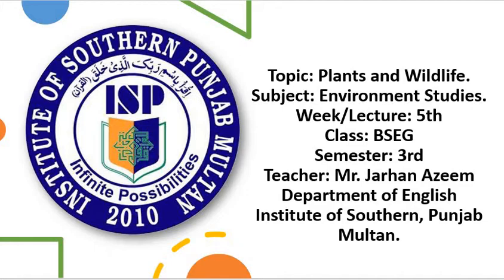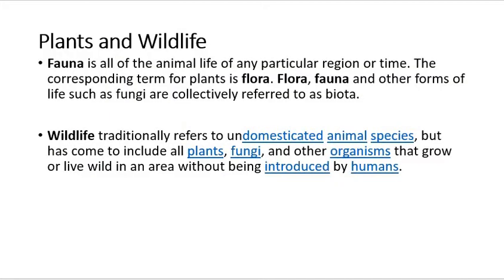Let's see. Plants and wildlife. Start with the definition. The term flora is related to plants. Fauna is all of the animal life of any particular region or time. The corresponding term of plants is flora, and other forms of life such as fungi are collectively referred to as biota.